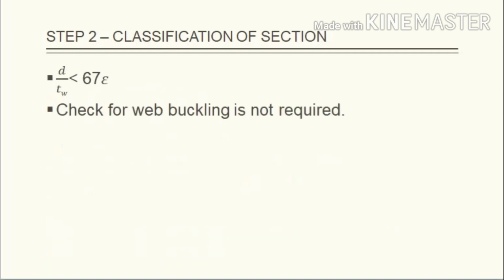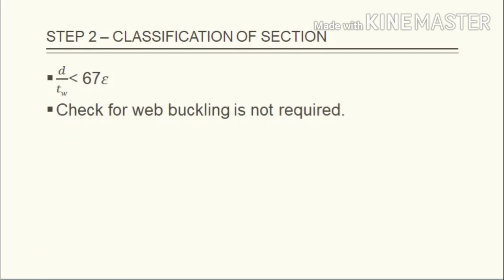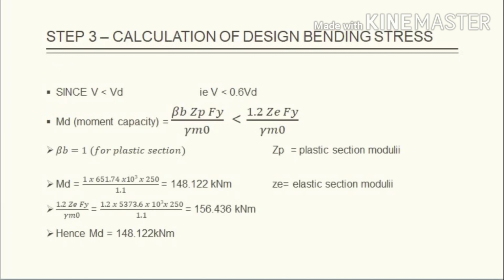Okay, so there is another condition, that is D by TW. We have obtained D by TW as 32.96, that is less than 67 epsilon. Epsilon is equal to 1. So there is no need of web buckling design. Okay, so moving on to our last step, that is calculation of design bending strength.